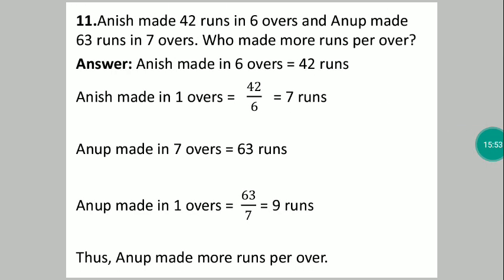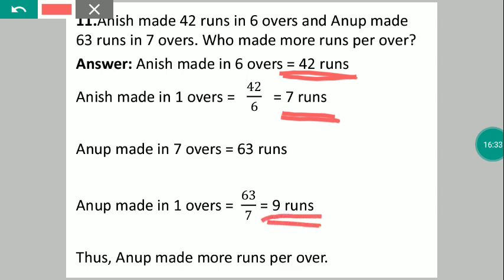Now question number 11. Anish made 42 runs in 6 overs and Anup made 63 runs in 7 overs. Who made more runs per over? Here in 6 overs Anish made 42 runs. So in 1 over he made 42 upon 6, that is 7 runs. Now in 7 overs Anup made 63 runs. So in 1 over Anup made 63 by 7, that is 9 runs.